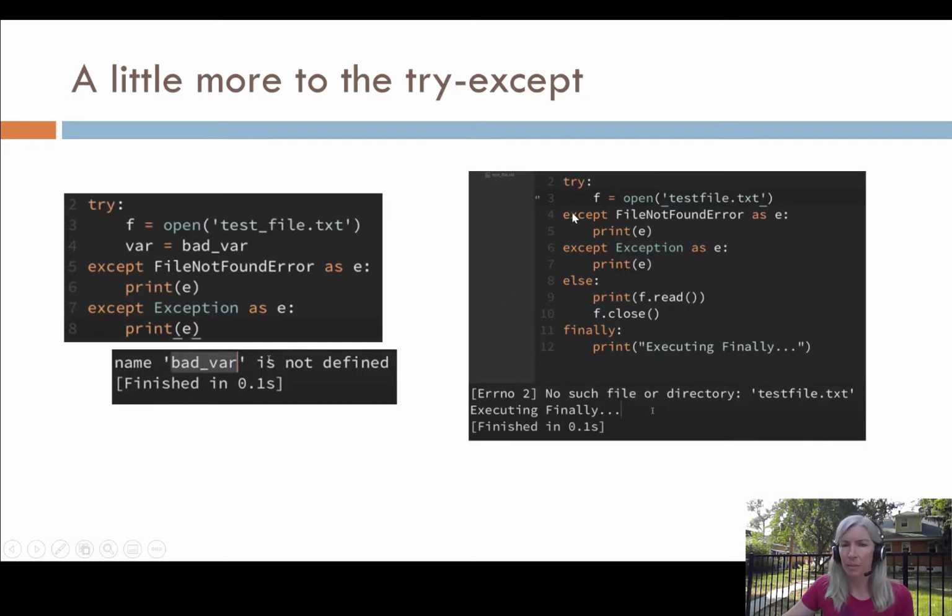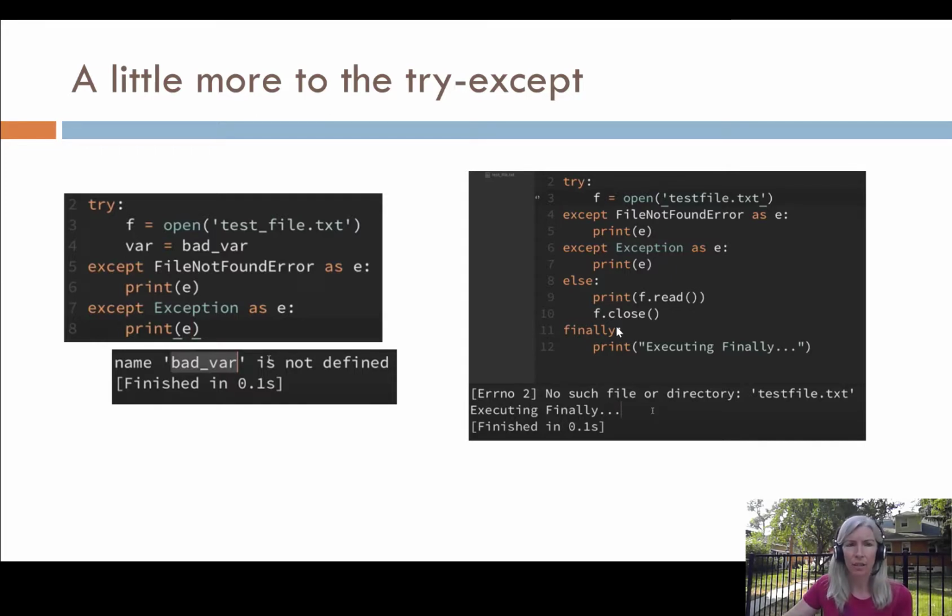The try except statement can also have an else component to it and a finally. The finally is just a way to force something to run no matter what. Even if nothing goes wrong, still do the finally. Or if something does go wrong, still run the finally. So it's just a different way to kind of force something to be printed out in this case.